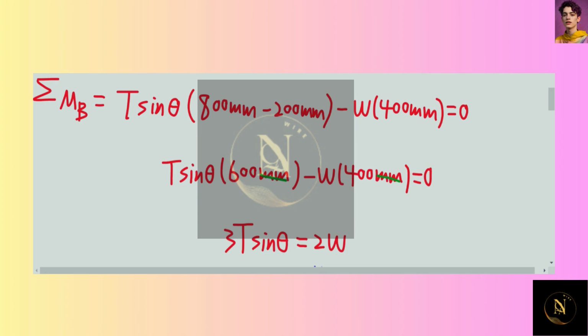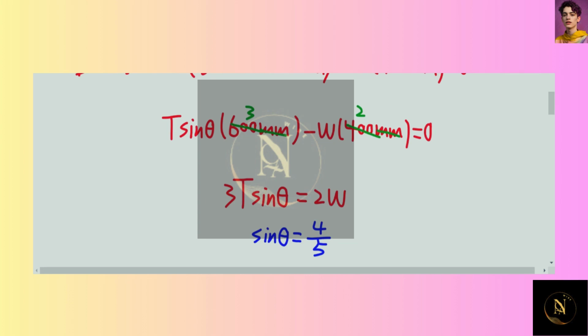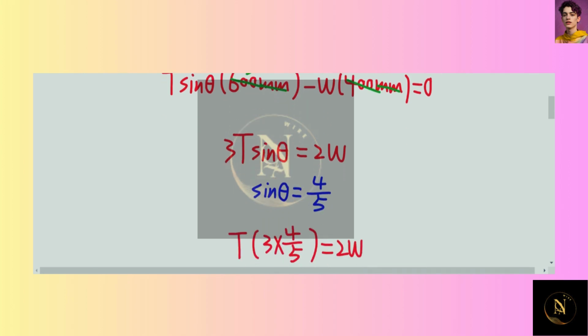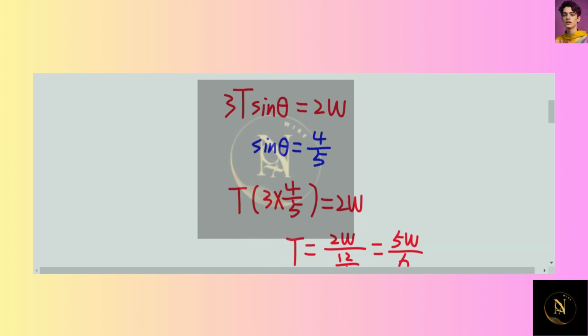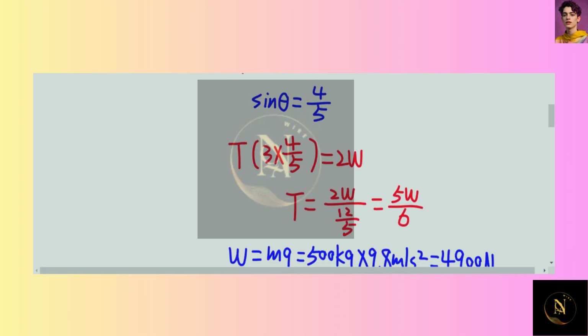200 on each side. So we have 2 here and then 3 here, and this will give us 3T sine theta is equal to 2W, and we know sine theta is equal to 4 over 5. Therefore, we have T times 3 times 4 over 5 is equal to 2W. So the tension is equal to 2W over 12 over 5, which is equal to 5W over 6.